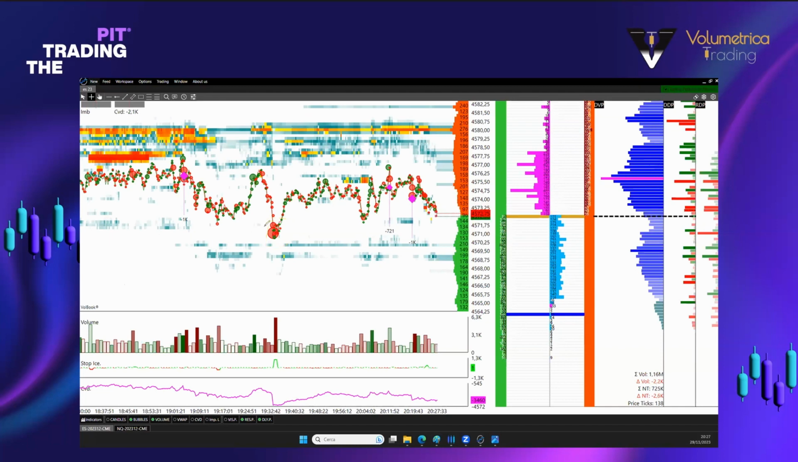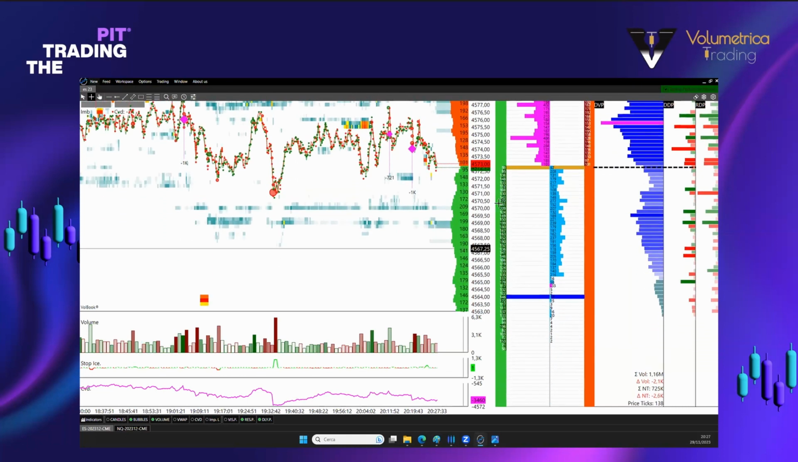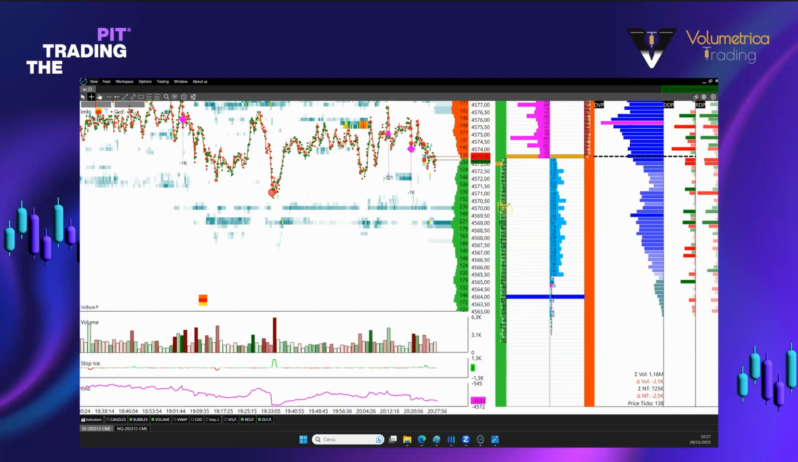If you're looking at a heat map, if then you read the DOM and you can spot the reloading process here on the corresponding column of the DOM, then of course, yeah, that's a more reliable way to detect icebergs by yourself.